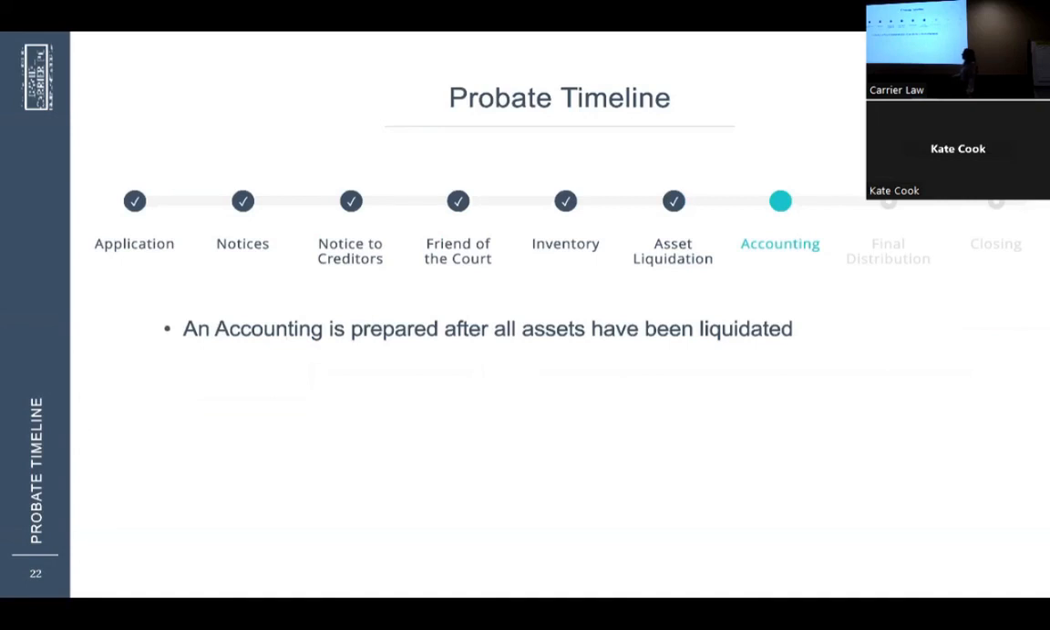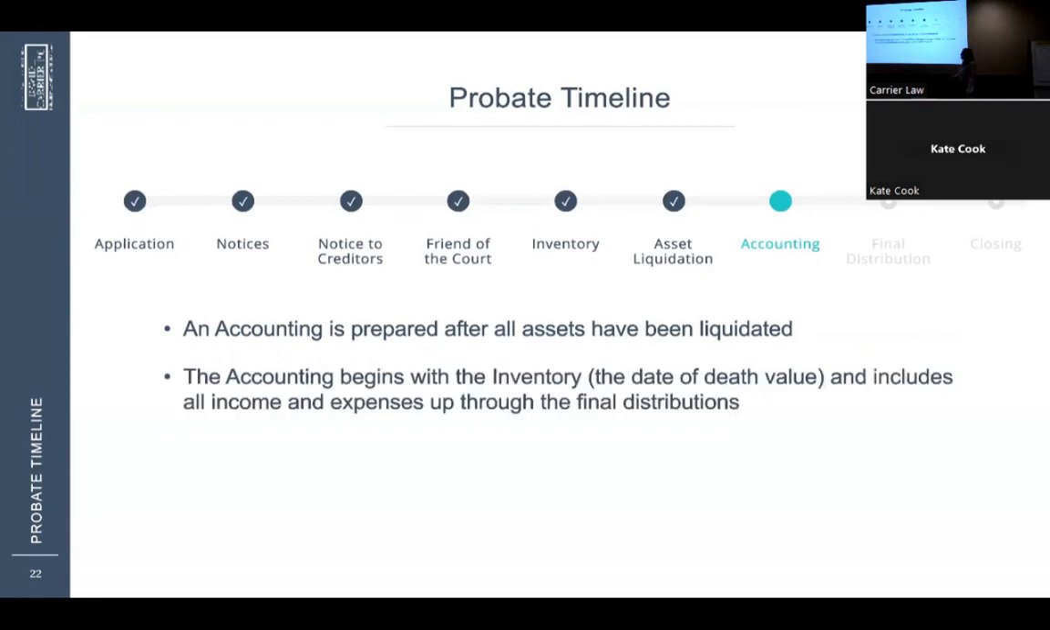Just as we do with a trust, we prepare an accounting for the estate. We use the value of the inventory as our starting value, and we show everything that goes into the estate account and everything that comes out of the estate account.